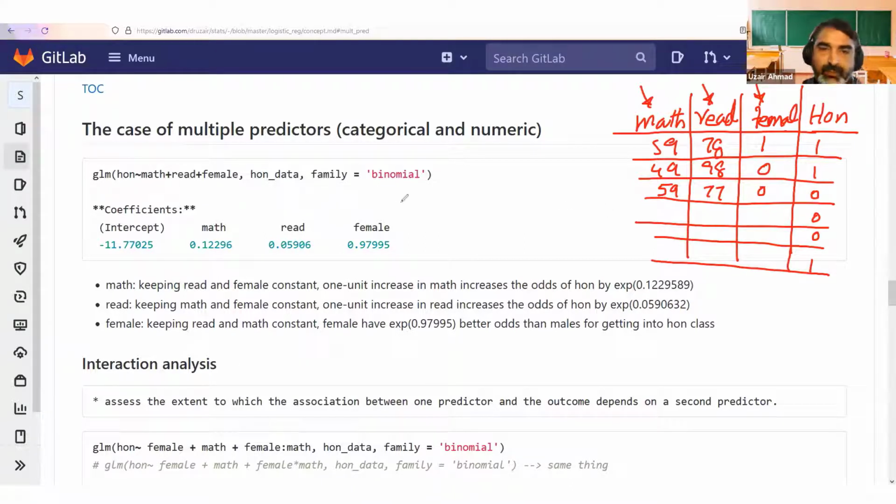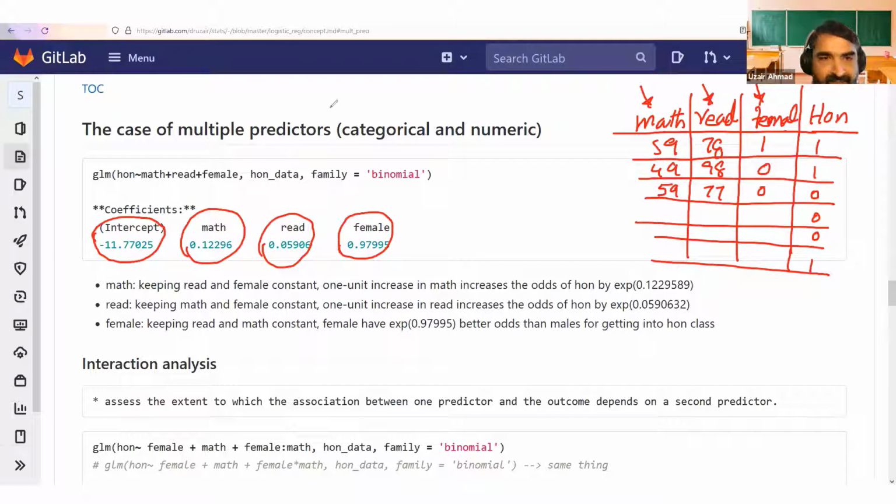When we look at the equation that I told you, it is a w transpose x equation. The coefficient for math is here. The coefficient for reading score is here. And the coefficient for female is here. The intercept of the model is here.